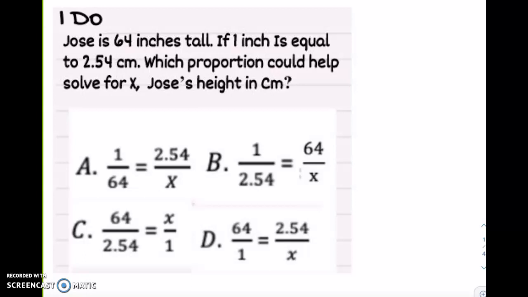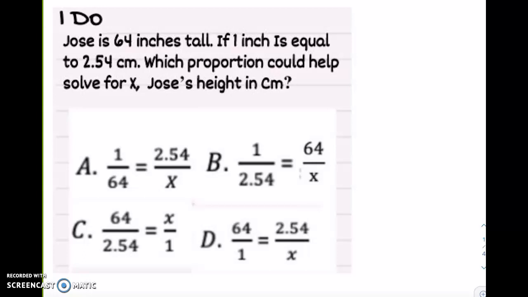Now I will be modeling the I do for you, and I will start by reading the problem. Jose is 64 inches tall. If 1 inch is equal to 2.54 centimeters, which proportion could help me solve for x, Jose's height, in centimeters?